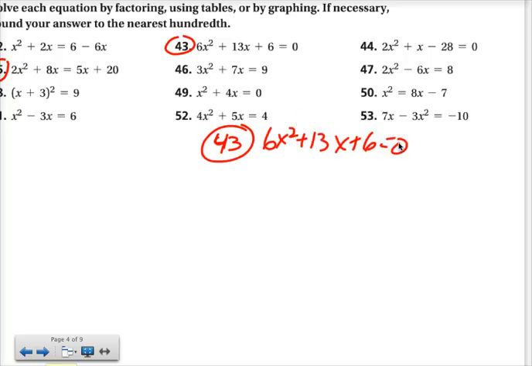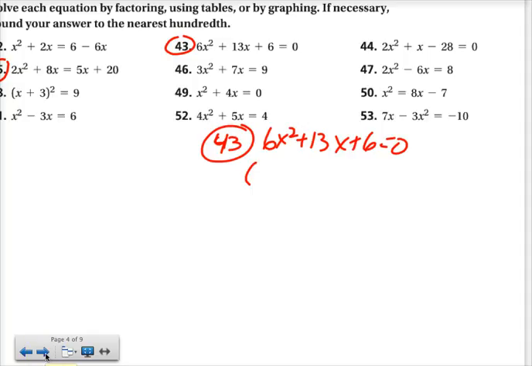It says solve it by factoring, using tables or by graphing, if necessary round your answer to the nearest hundredth. And of course we want to try factoring first. We're hopeful that we can figure out what the answers are without having to use any technology. So I check to see, is there something I can pull out of all of these? There's nothing there. No common monomial factor.